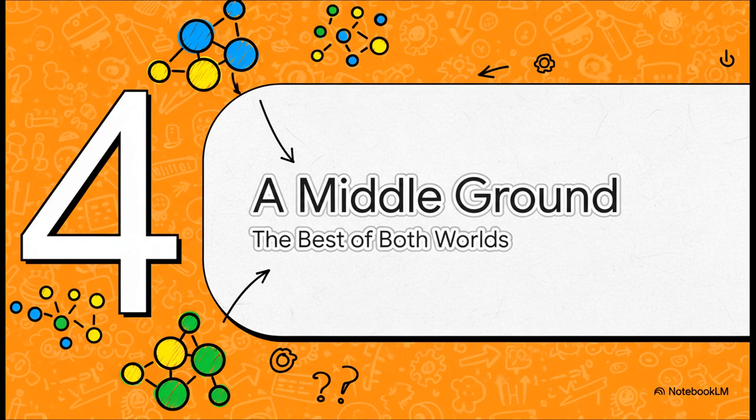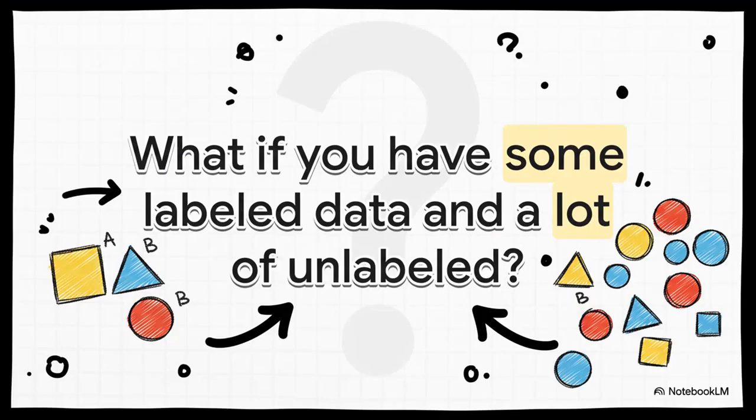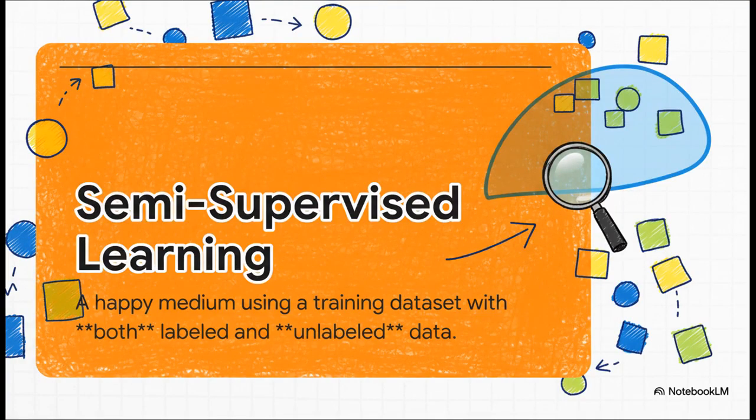But let's be real. In the real world, data is messy, right? It's almost never perfectly one thing or the other. So what happens when you're caught somewhere in the middle? Well, luckily, there's a hybrid approach. And this happens all the time. Imagine you have a mountain of data, but you only have the time or the money to manually label a tiny little fraction of it. What do you do then? And that, my friends, is where semi-supervised learning comes in.